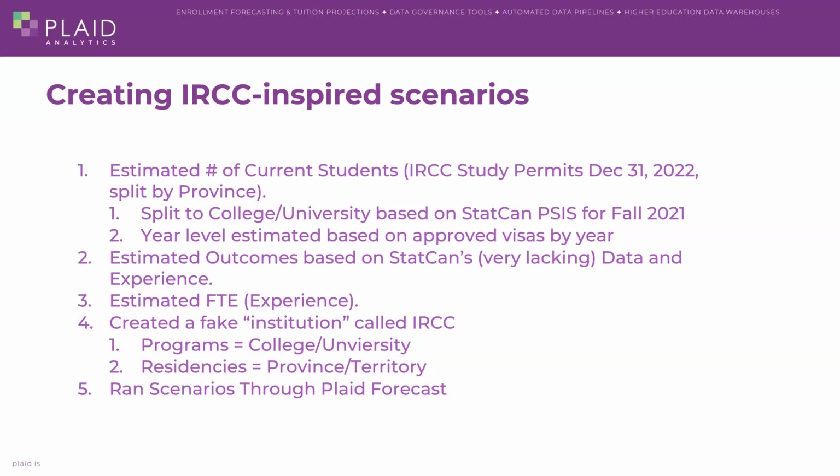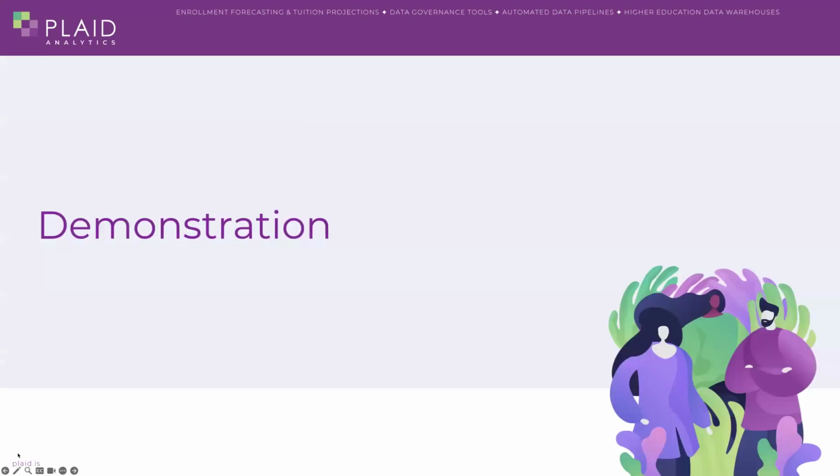We then created our fake institution within Plaid Forecast. We called it IRCC, and we substituted college/university, apologies for the typo, for academic programs, and we substituted province/territory for residencies. We then ran some scenarios, which we'll show you shortly. So now we're going to flip and we'll do a live demo of what some of this looks like.